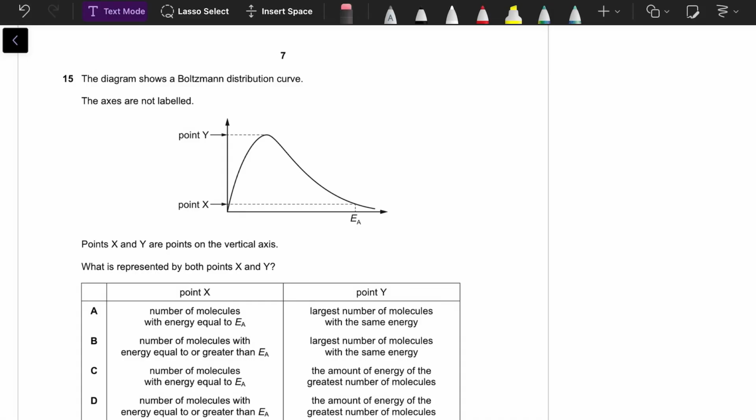Question number 15. The diagram shows a Boltzmann distribution curve. The axes are not labeled. Points X and Y are on the vertical axis. What is represented by both?